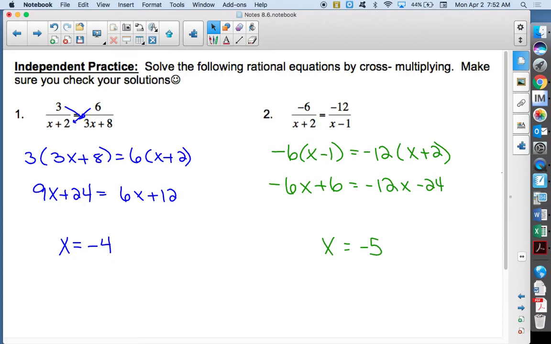I started it up here if you wanted to take a peek, cross multiplying and then getting everything by itself. The x's on one side, the number on the other, no factoring necessary in those two problems.